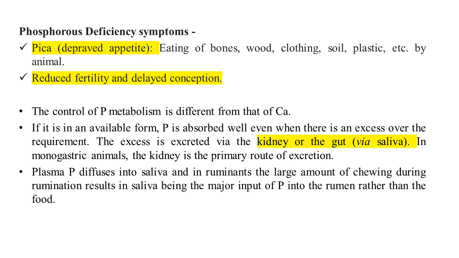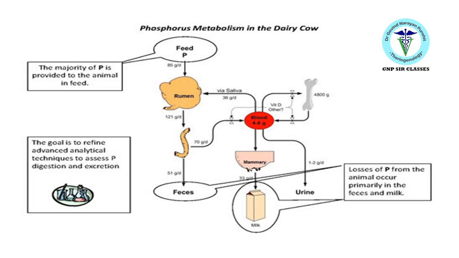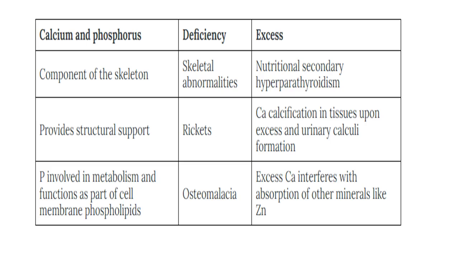In monogastric animals, the kidney is the primary route of excretion. Plasma P diffuses into saliva, and in ruminants the large amount of chewing during rumination results in saliva being the major input of P into the rumen rather than the food. This chart shows the phosphorus metabolism in the dairy cow. The combined effects of calcium and phosphorus are shown in this table.